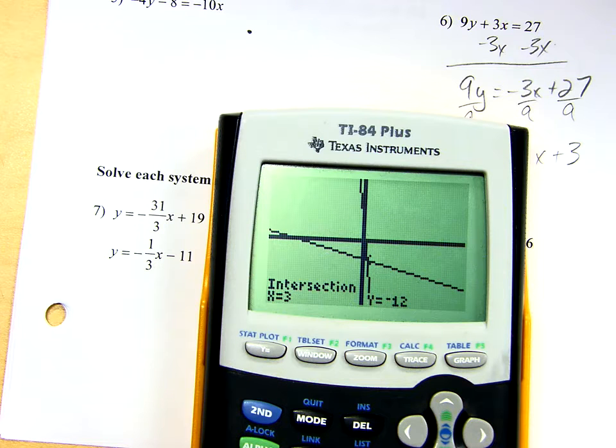The reason why it's asking you first curve, second curve, is because you could enter in loads of lines at the same time. I could enter in 10 lines at once if I wanted to. So it's just asking, well, what 2 lines do you want me to find the intersection of? We only have 2 lines in there, so it doesn't matter. So I just hit enter, enter, and then guess I just hit enter again. So there is my intersection point for number 7. The solution is 3, negative 12.